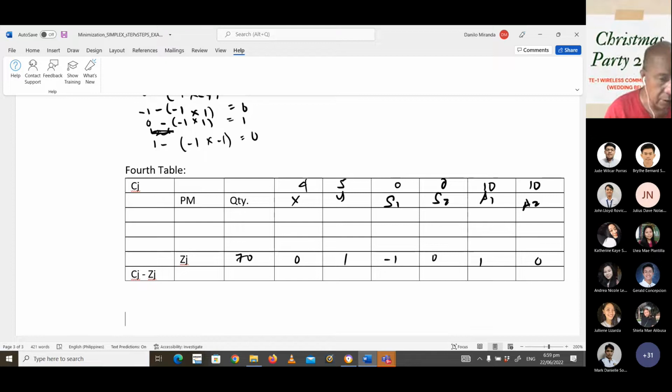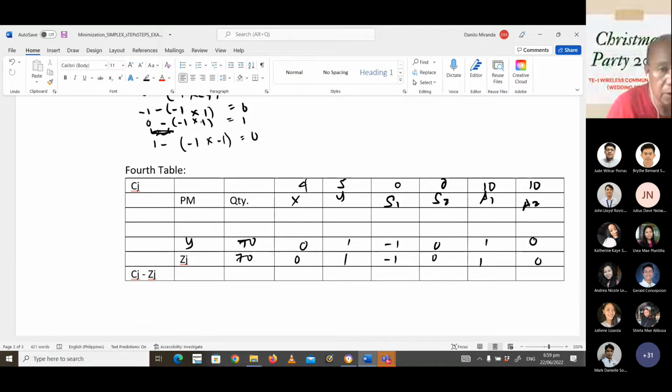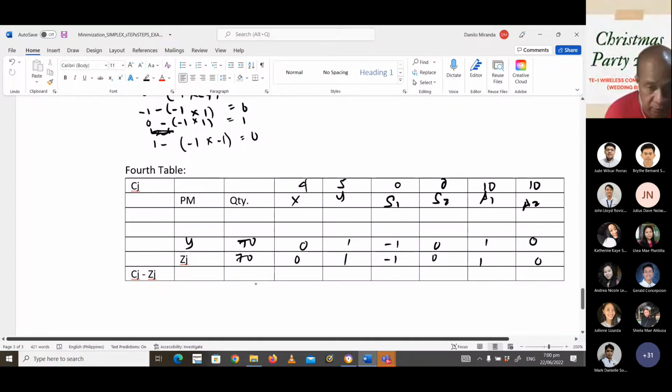Okay. And then, ay bakit yan? Dito yung sa taas pala. Erase muna tayo. Wait lang ha. Sa taas pala to. 70. Kasi magiging ano na to. Y na to. 70, 0, 1, negative 1, 0, 1, 0. Paano ba makubura to? Wait lang. Oh. Malito, malito. Cursor. Mali yan.